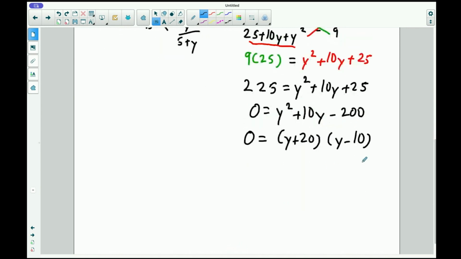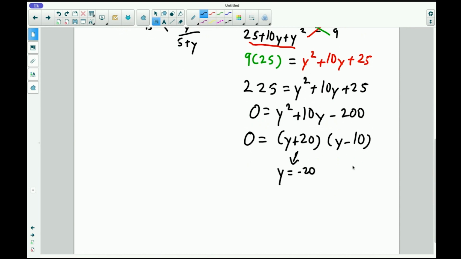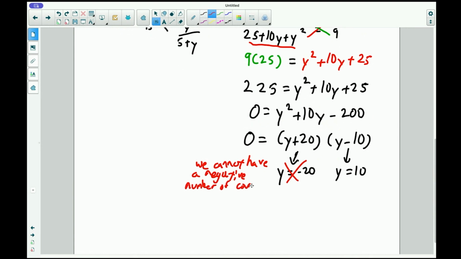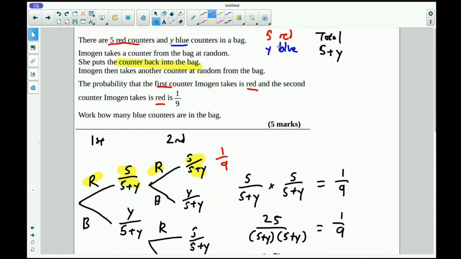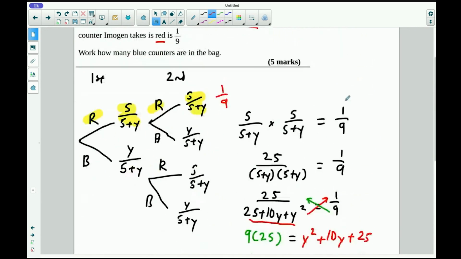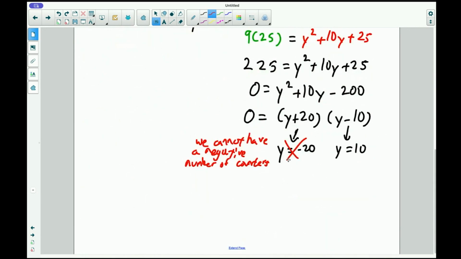And we're going to solve this quadratic equation. So we can see here that we'll get y is equal to negative 20, and from here, y has to be equal to positive 10. But we have to reject this answer, and the reason is because we cannot have a negative number of counters. Remember we said that we have y blue counters, so we can't have negative 20 blue counters. So we have to reject that answer.